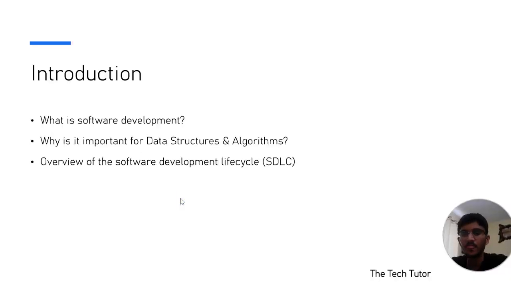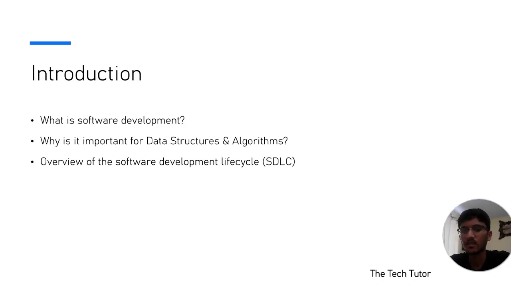Okay, so coming to what software development actually is. Software development is more than just writing code. It's a structured approach to solving problems efficiently. Every software, from mobile apps to websites, goes through multiple phases before it reaches the user. So why should we care? Because understanding this process will help us write better, more scalable code and avoid common pitfalls.